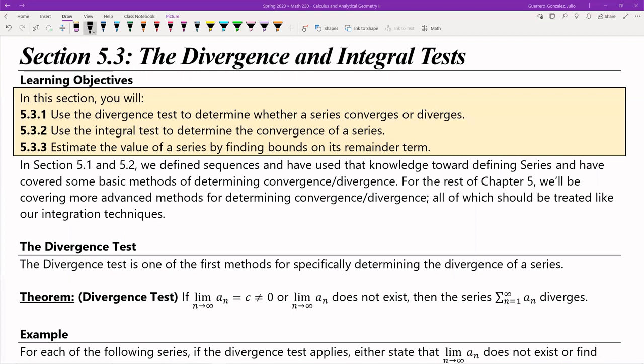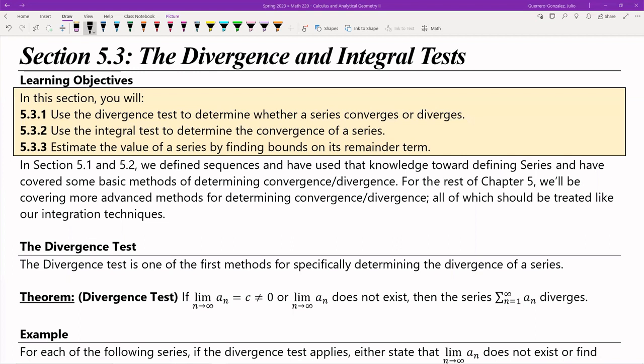Keep in mind, when we did section 5.2, we had to define what it meant for a series to converge or diverge. The way that we did that was we looked at the partial sums. Sometimes we got a formula, sometimes we didn't. Those partial sums produced a sequence, and we then saw if that sequence converged. If the sequence of the partial sums converged, then the series itself converges. We're going to develop more of that for the rest of this chapter.